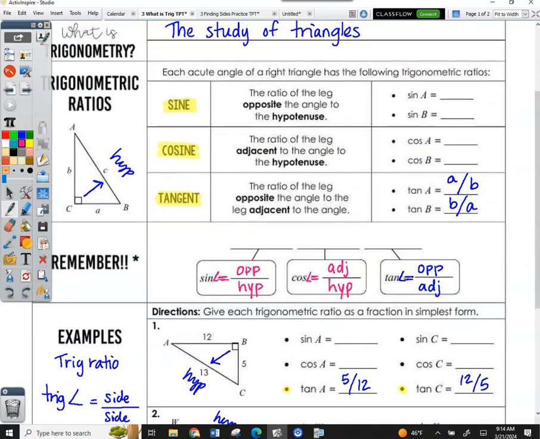So popping back up here to this picture where we're just looking at the letters on the sides, A, B, C. Sine says opposite over hypotenuse. From angle A, what is opposite? Little a. From angle A, what's the hypotenuse? C. From angle B, what's the opposite? Little b. What's the hypotenuse? C.